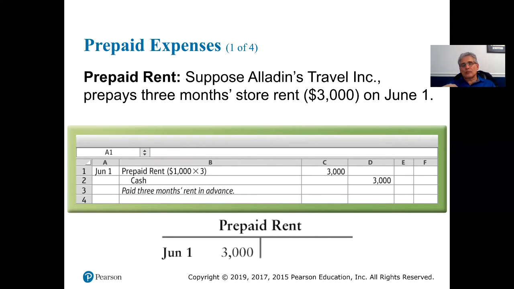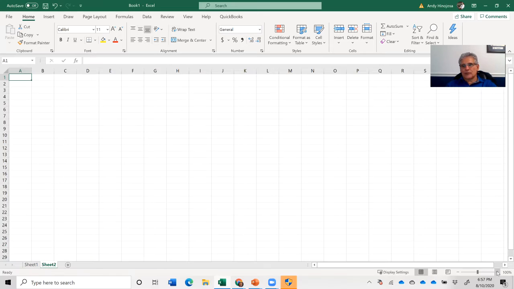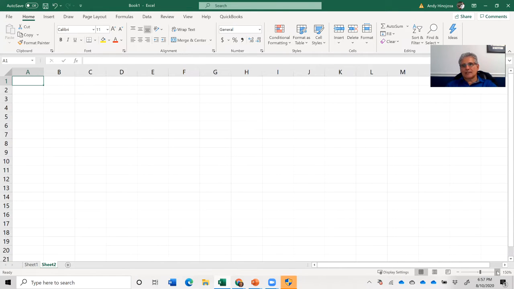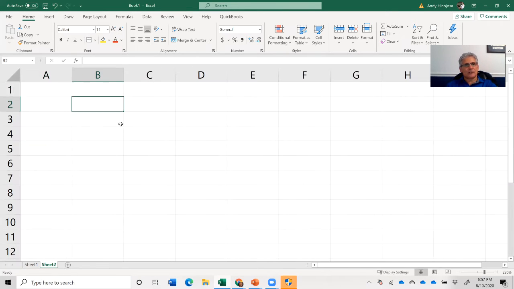And for that reason, we don't recognize it as an expense until we've used up those months and until we've stayed there for those months. So this prepaid rent is actually an asset. The cash is also an asset. So we're going to debit prepaid rent for $3,000 and we're going to credit cash for $3,000. Pay 3 months rent. So we're going to see the T account here, but I'm going to go ahead and actually pull it up using the same example so that we can see the impact to the accounting equation.